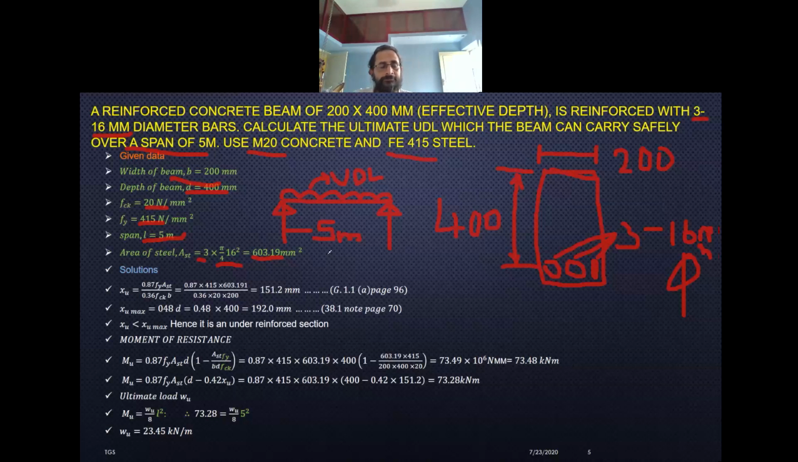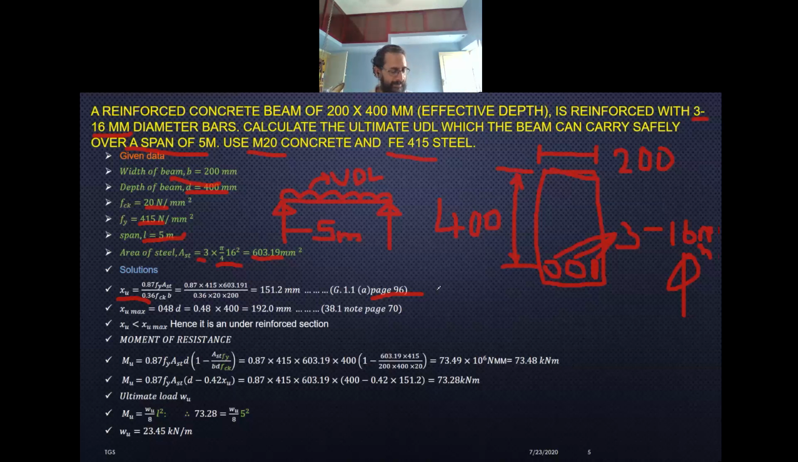Okay, we have taken these values. Then the solution. First we have to find out the Xu. Take page 96 of the IS code. We get the equation.